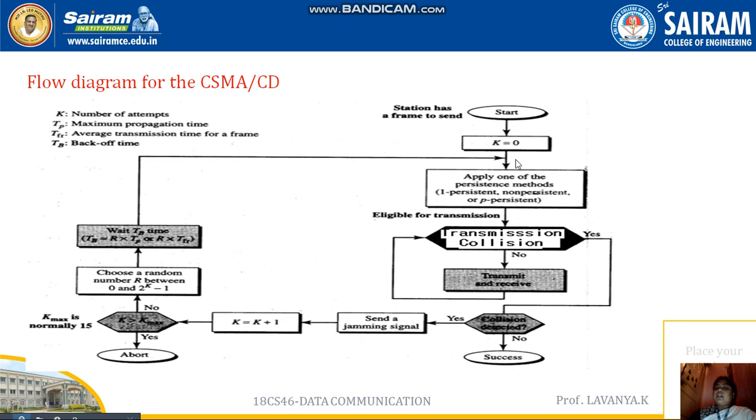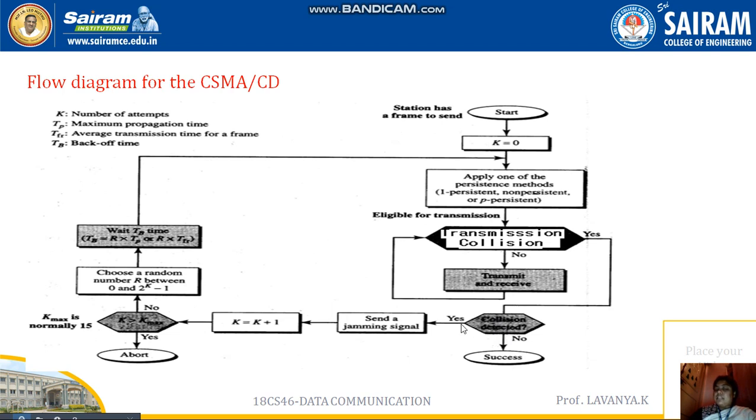After that it applies any one of the persistence methods, either 1-persistence, non-persistence or p-persistence. Based on any one of the methods, it is applied. After that it has the eligibility to make the transaction. Once the transaction is completed successfully without any collision, the transaction completes successfully. If a collision happens during transmission, it comes to the collision detected stage.